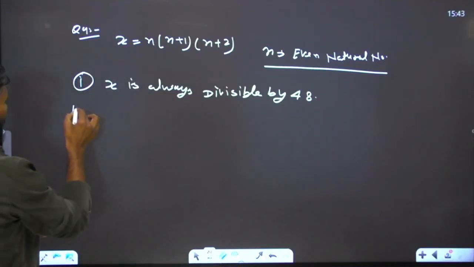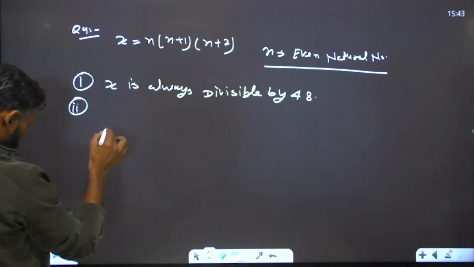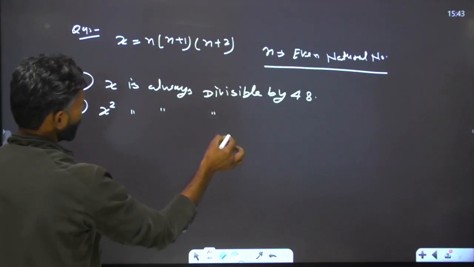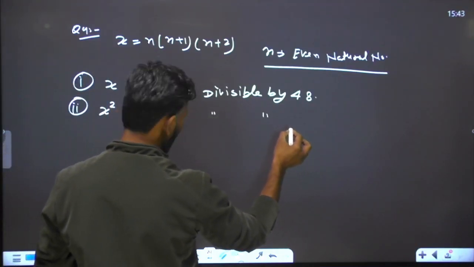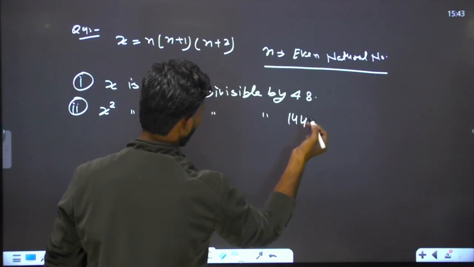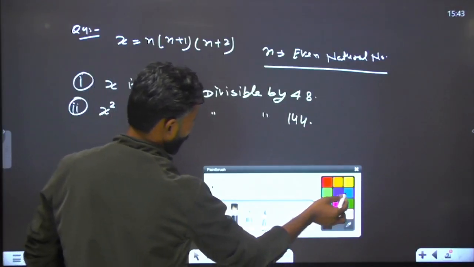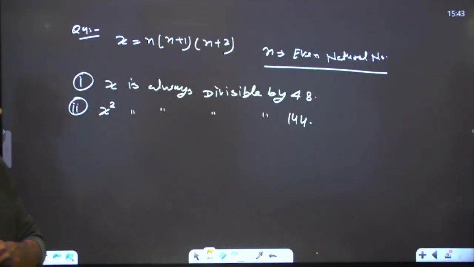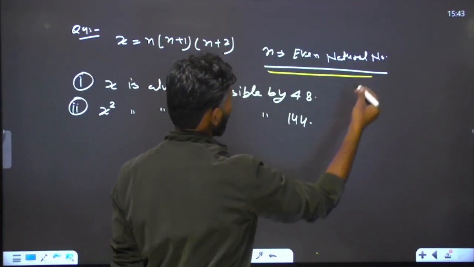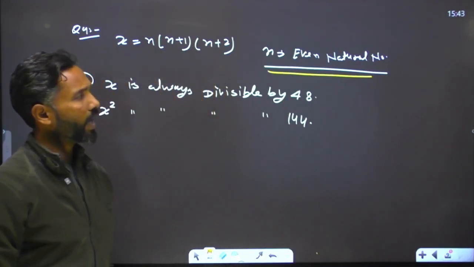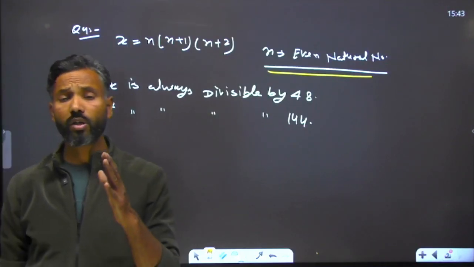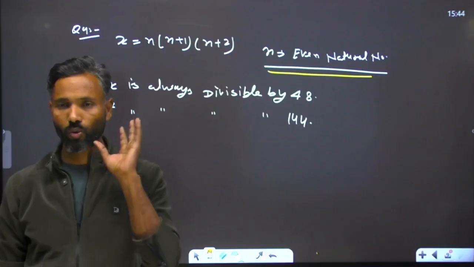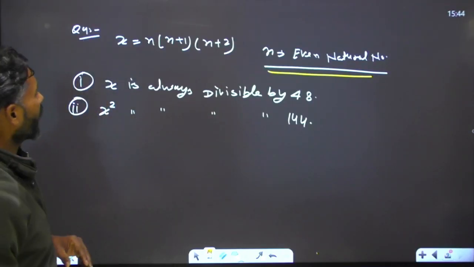Second says that x square is always divisible by 144. These are the two options, and we have to provide the solutions of these two options. Now this is a very important line: it is said that n is any even natural number. So which is the smallest even number which is natural? That is obviously 2. So we are just placing n equal to 2.